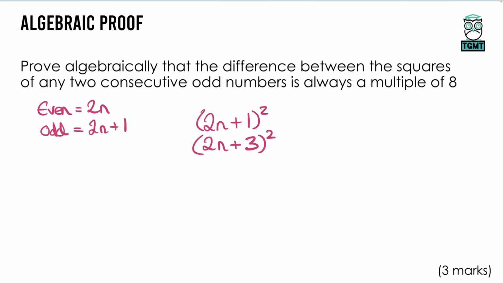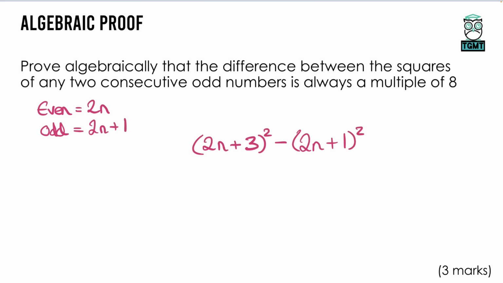But we need to be really careful here because when you are finding the difference between two things, we want to do the bigger take away the smaller. So the 2n plus 3 is the bigger odd number, so we would want to put that first and then put a subtraction between them. So there we go, we want 2n plus 3 squared take away 2n plus 1 squared. So we want to take our time expanding these.